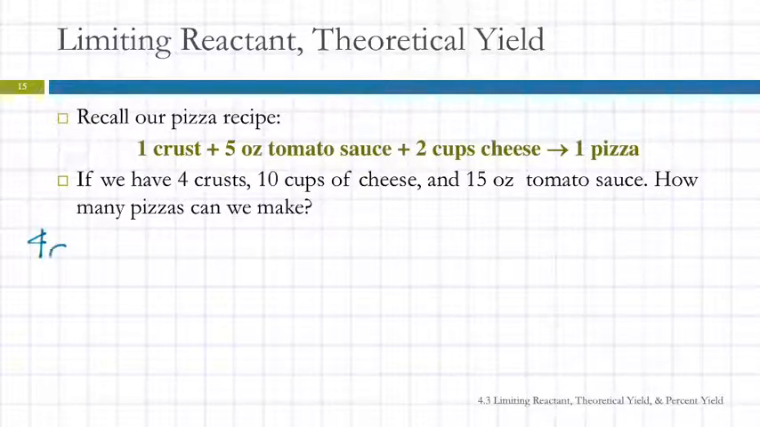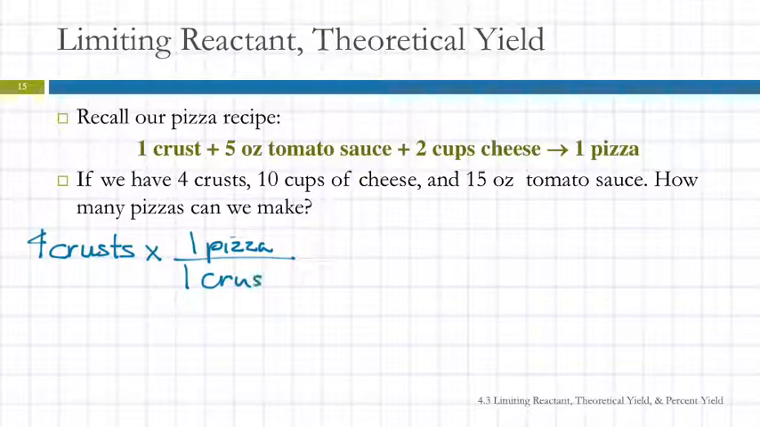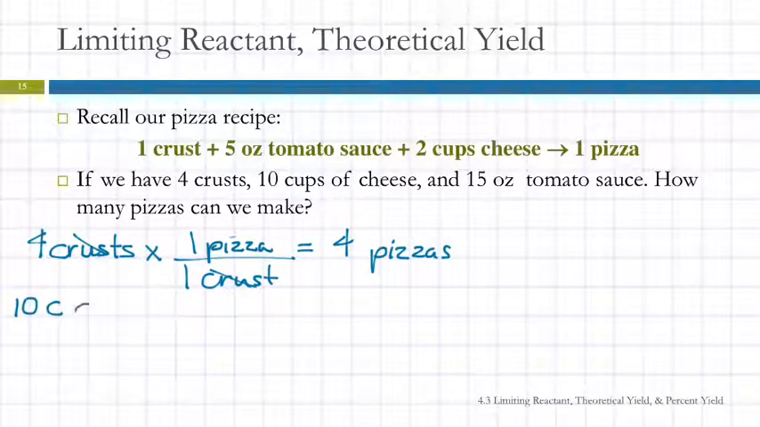4 crusts. And we can make 1 pizza for every 1 crust. So we could make 4 pizzas. Okay. What about 10 cups of cheese? Well, we can make 1 pizza.